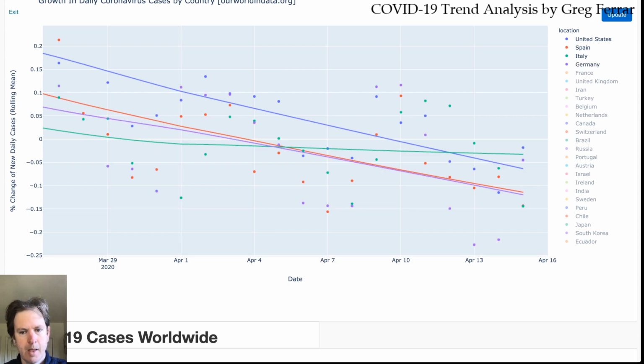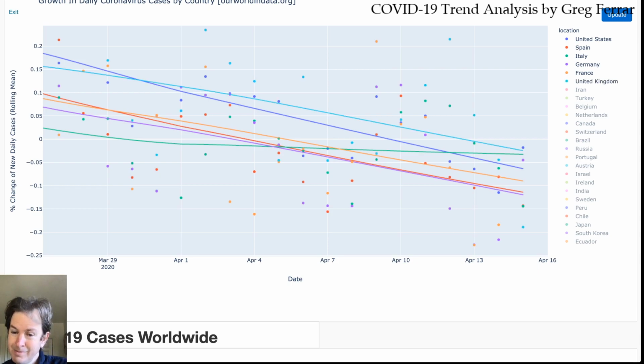Germany is looking great. France is looking very good. So 9%, that's fine. That's just fine. If you've got 9% and you're sloping down, you're fine. France is going to be fine.